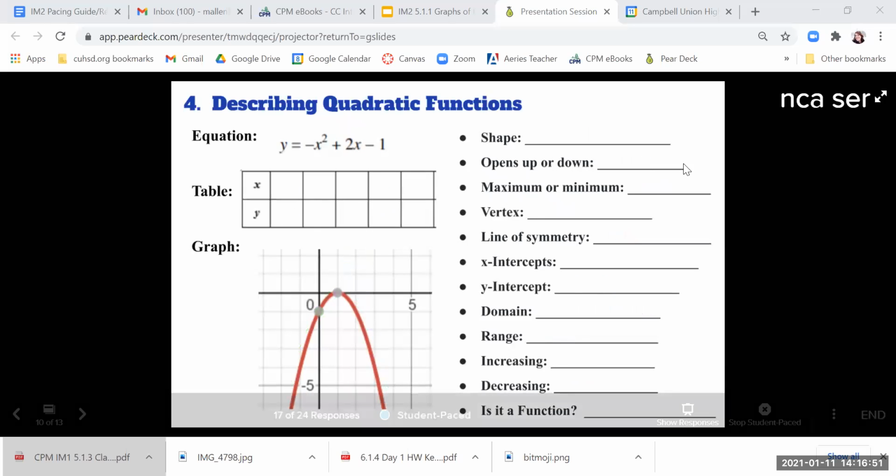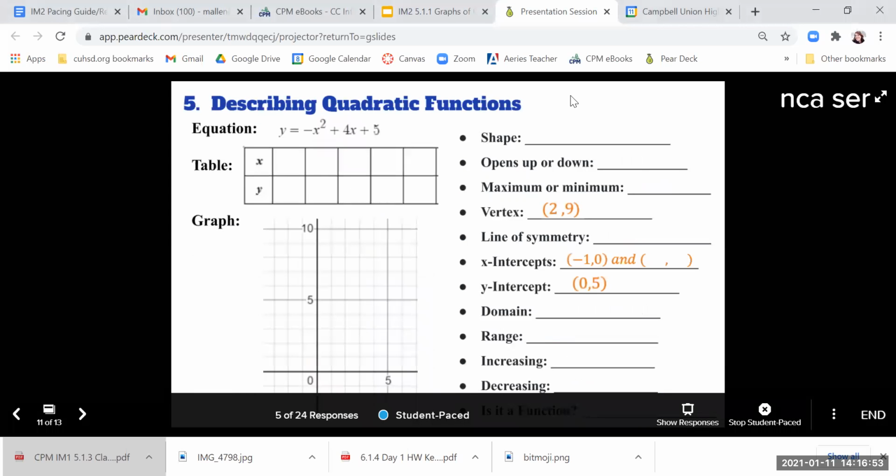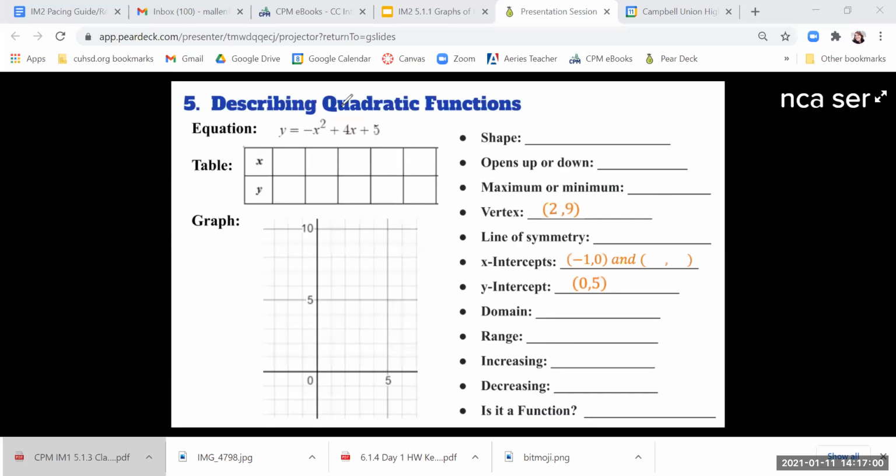All right. And I do have to hurry up and do the last one because I have tutorial. Okay. So here, this one's actually giving us weird information. It's a little different. So you can see how we have a vertex at (2, 9) that's given to us. I'm going to go ahead and graph that at (2, 9). There's our vertex. And we have x-intercepts at (-1, 0), at least that's one of them, and a y-intercept at (0, 5). And we have to find everything else from that.